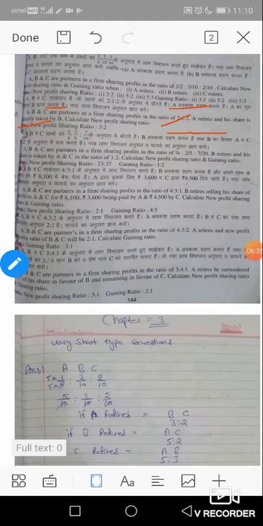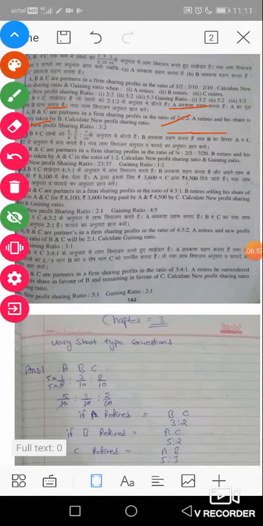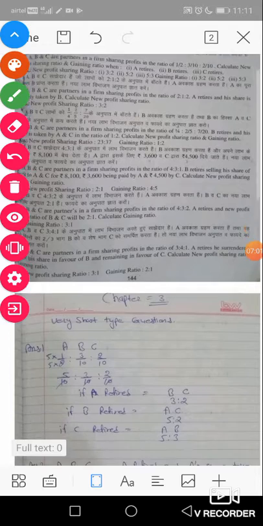Yes, this is the second type of profit and loss ratio. This is the second method of calculating the new profit and loss ratio at the time of retirement. In this numerical, if A retires and his share is acquired by B, B's share will rise because he takes A's share, and C's share will stay the same. There is no change in C's share. Now we will start solving it.